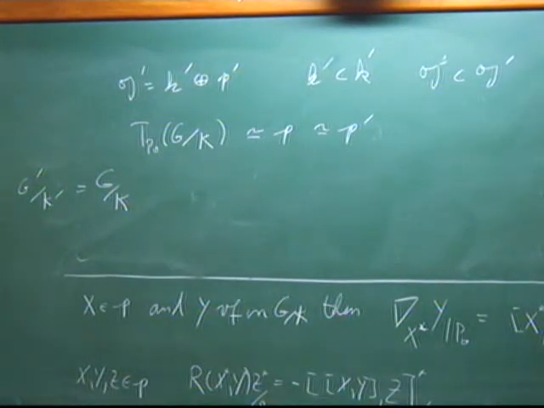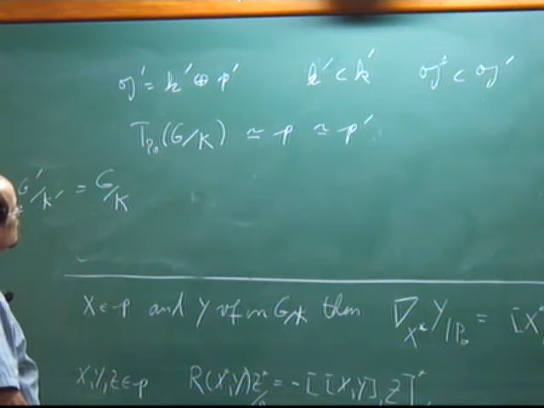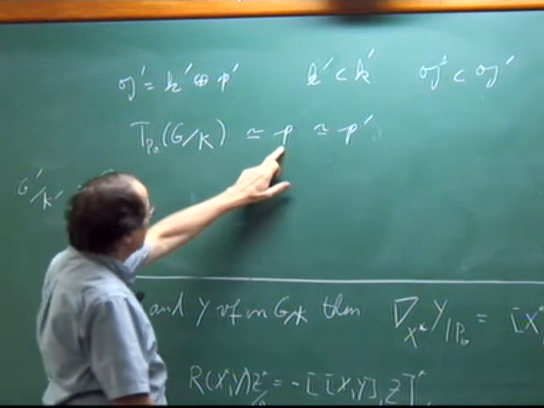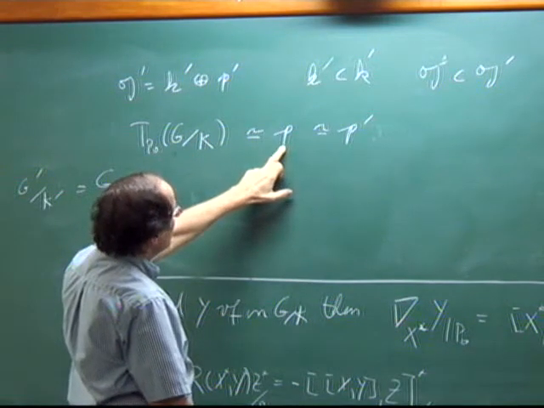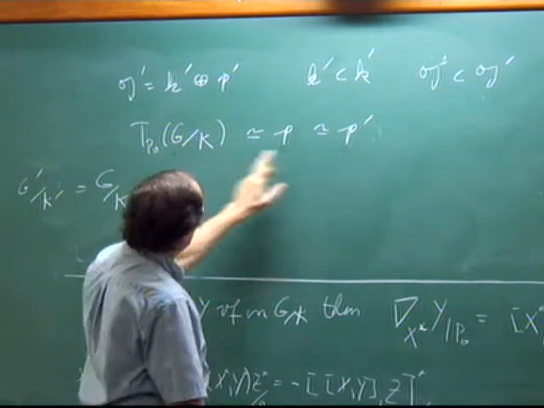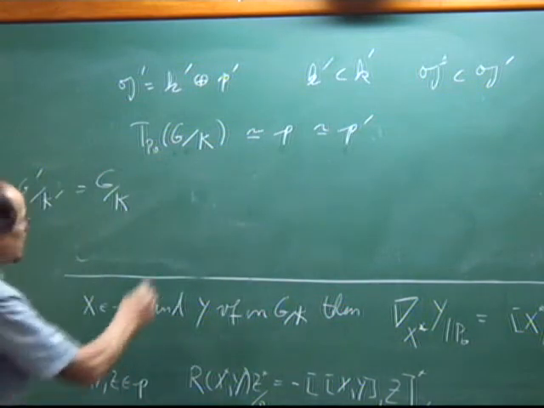But it doesn't mean a priori that they have to be the same, because it's a possibly different identification. Here I take something in G and identify here something in G prime, identify this here. But I want to claim that they are the same after all.